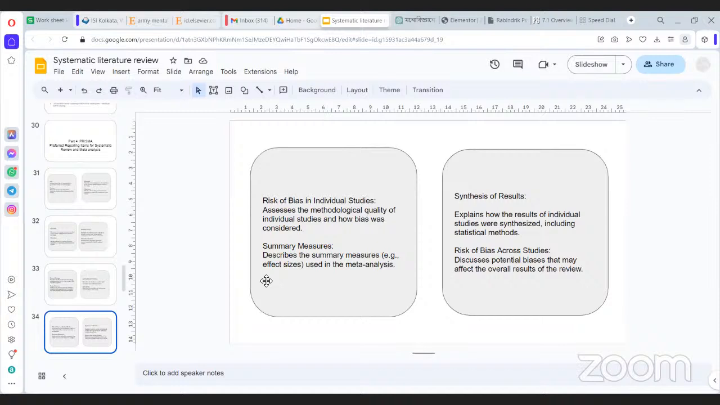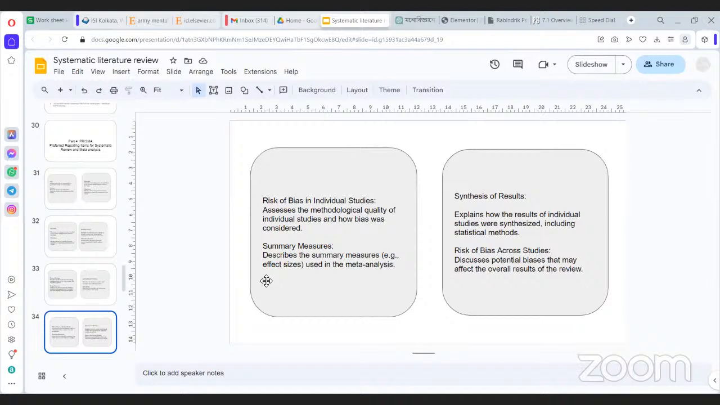Next is synthesis of results. It explains how the results of individual studies were synthesized, including statistical methods. Next is risk of bias across studies. It discusses potential bias that may affect the overall result of the review. So here two things are important. One is the synthesis of results. How can we synthesize? Based upon the meta-analysis.